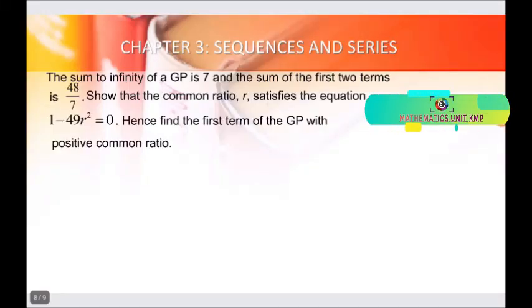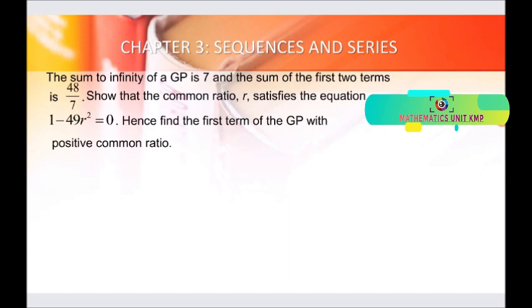The sum to infinity of a geometric progression is 7, and the sum of the first two terms is 48 over 7. Show that the common ratio R satisfies the equation 1 minus 49R squared equal to 0. Hence, find the first term of the geometric progression with positive common ratio.